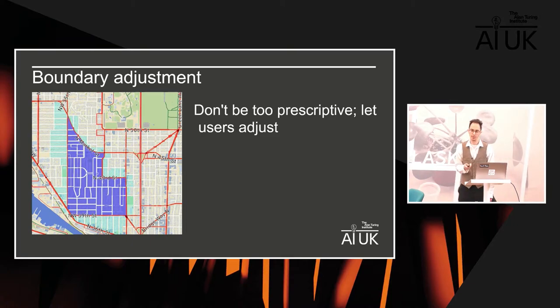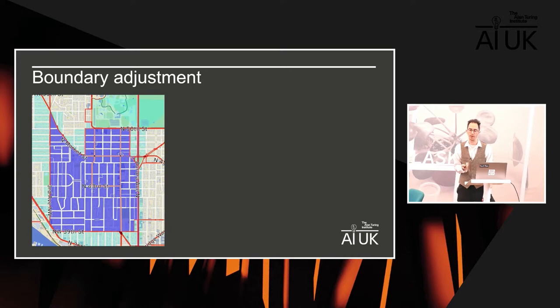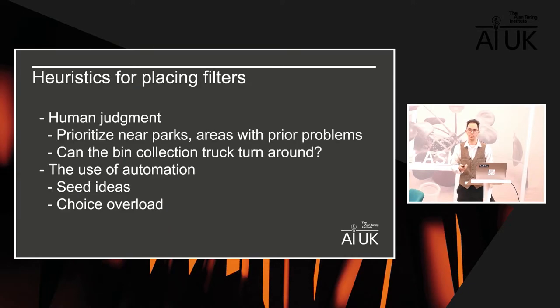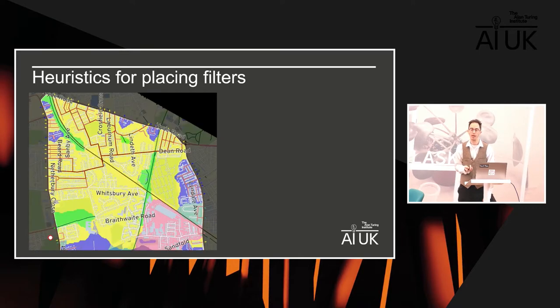For example, we can take the blue neighborhood boundary and adjust block by block to get a larger shape like that. The software also can help you decide where to place filters. I don't recommend trusting this blindly, but it can be a useful tool. So imagine you have a budget of exactly one filter to help this neighborhood. Where would you place it?